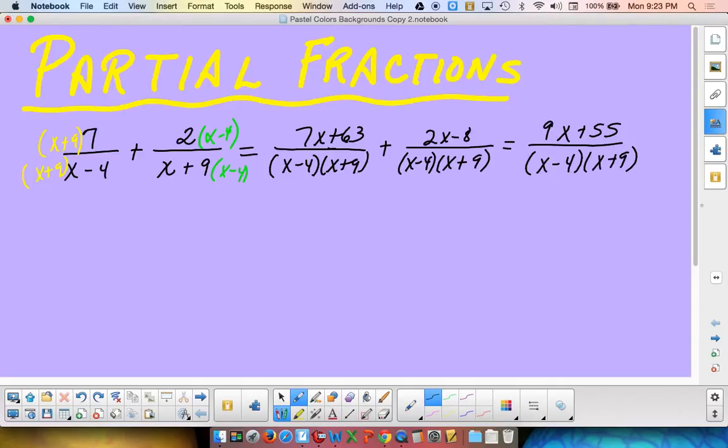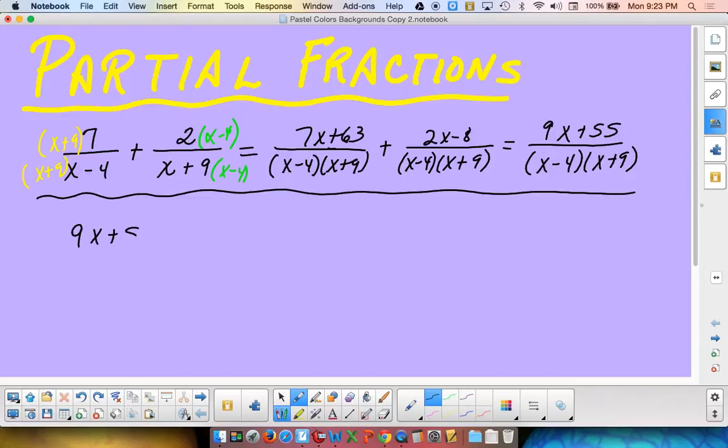And you have added those two fractions together. Been doing that since Algebra 2. Now, partial fractions are when you do this in reverse. Now I'm going to prove to you that this method works. We are going to take the fraction we just created, the 9x plus 55 over x minus 4 times x plus 9, and we are going to turn it back into the original fractions that added together to make this fraction.